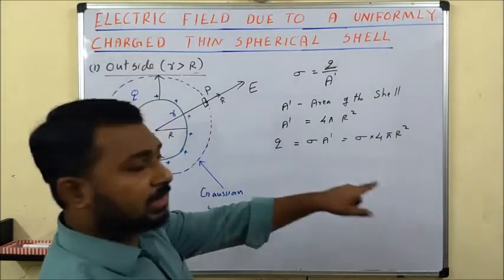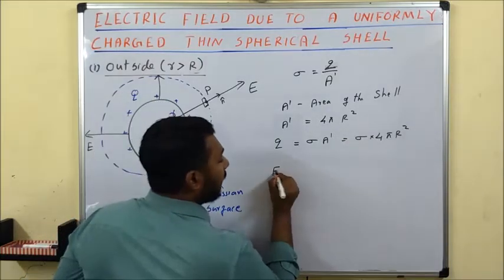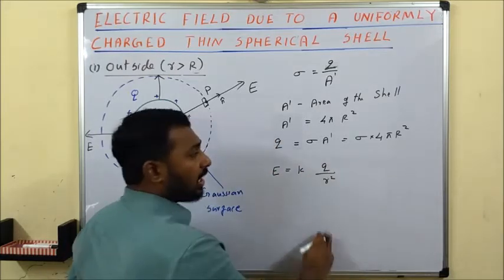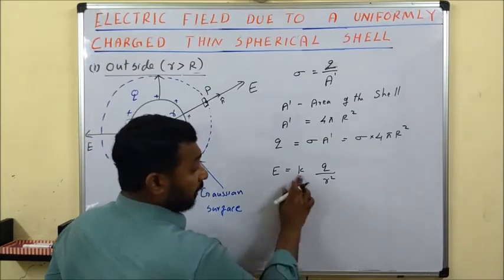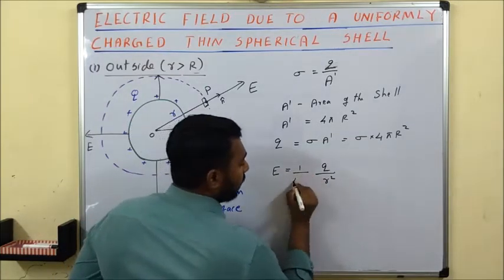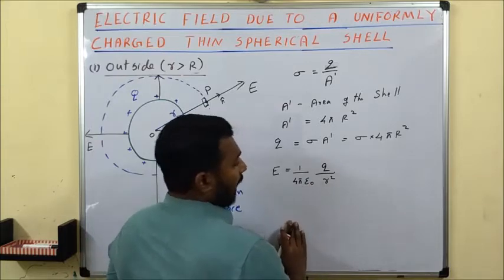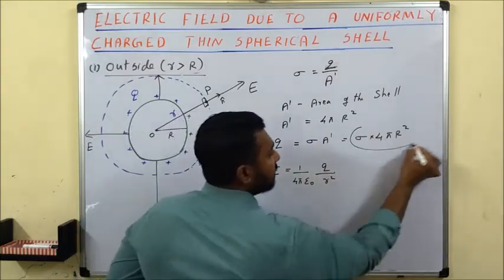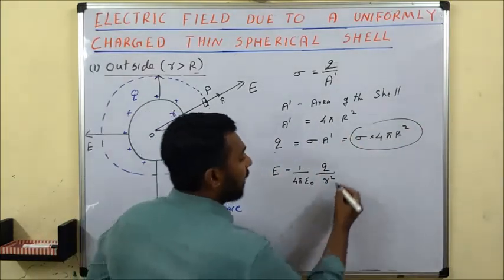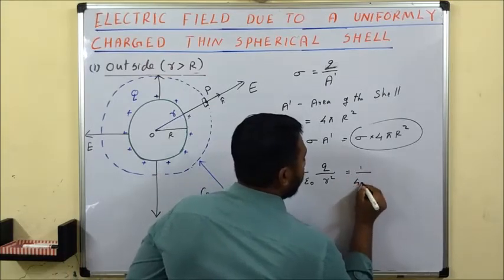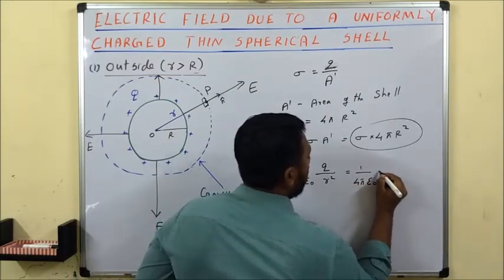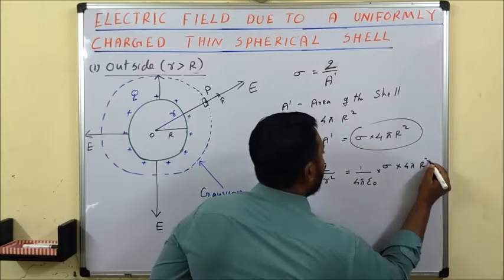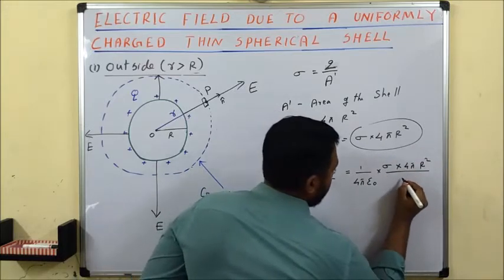Now I'm going to substitute this in our formula. What is the value of E? It is KQ divided by small r square. K, we know, is 1 by 4 pi epsilon naught. And now I'm going to substitute the value of Q over here. So I can write that is equal to 1 by 4 pi epsilon naught into, Q is sigma into 4 pi capital R square, divided by small r square.